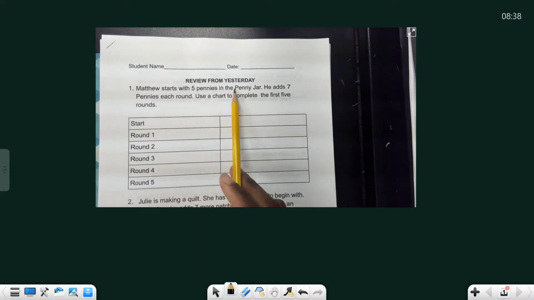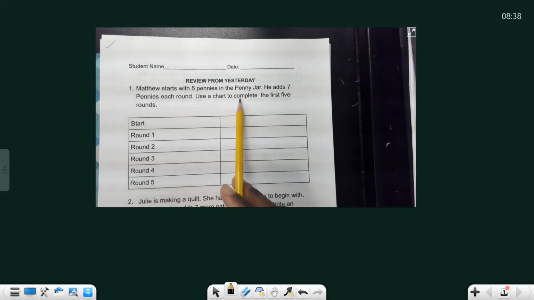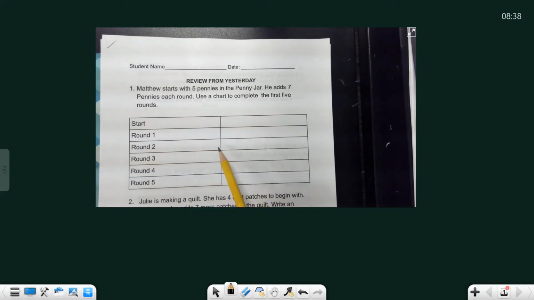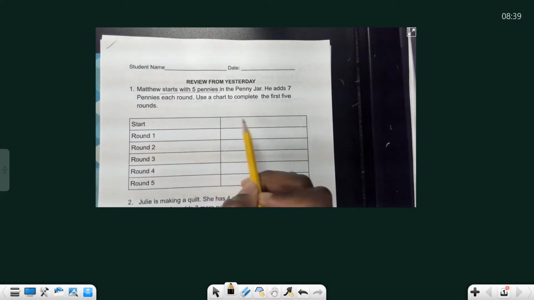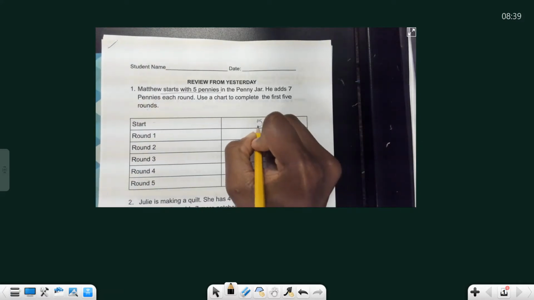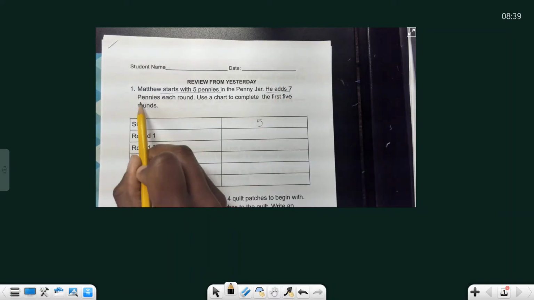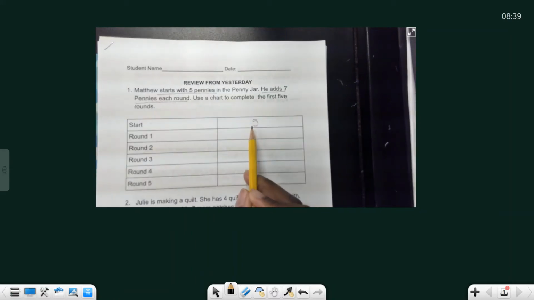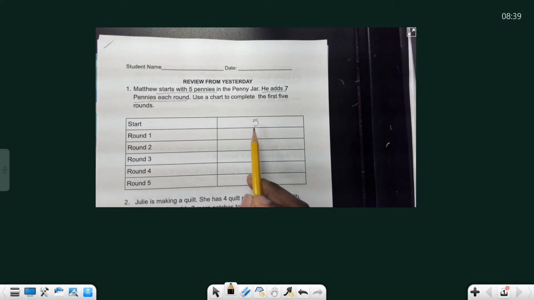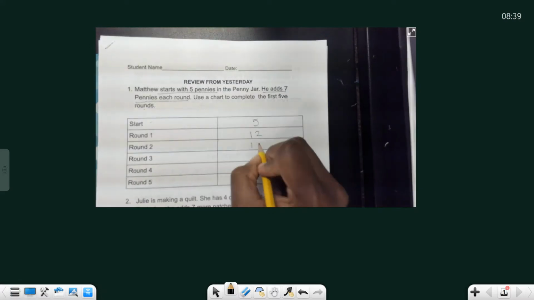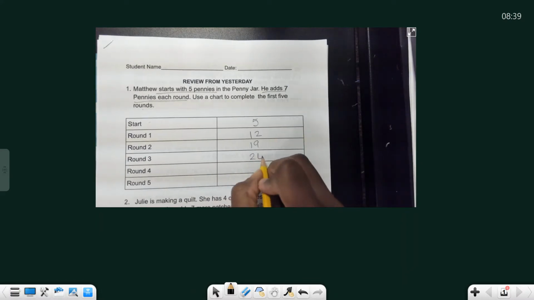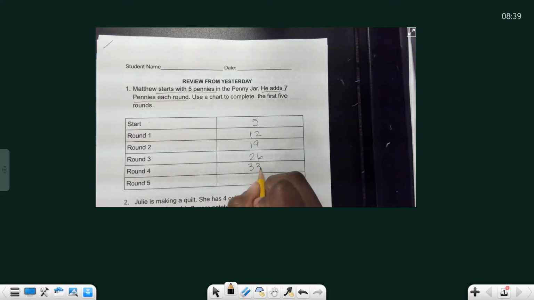Matthew starts with 5 pennies in the penny jar. He adds 7 pennies each round. Use a chart to complete the first 5 rounds. So here's your chart down here. We know that Matthew starts with 5, so for start, we're going to put 5. And he adds 7 pennies each round. So every round after the start, we add 7 to 5. So round 1, we have 12. Round 2, 19. Round 3, 26. Round 4, 33. Round 5, 40. And your chart is complete.